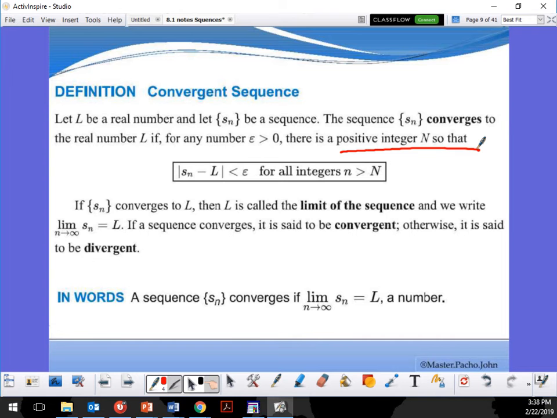Okay, so if S of n converges to L, then L is called the limit of the sequence. If it converges to that, that's going to be the limit of the sequence. We write the limit as n goes to infinity of S of n is equal to that limit. That's my L that goes in there. So if the sequence converges, it is said to be convergent, otherwise it's said to be divergent. Okay.